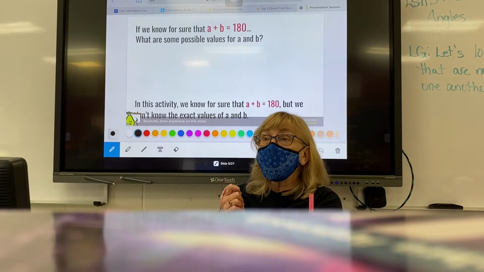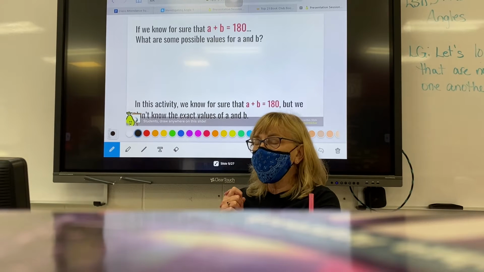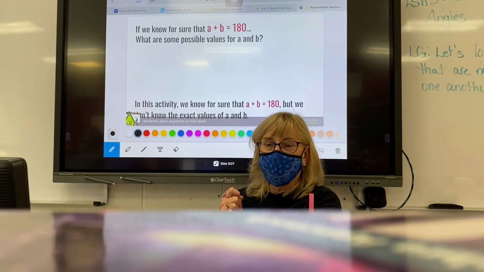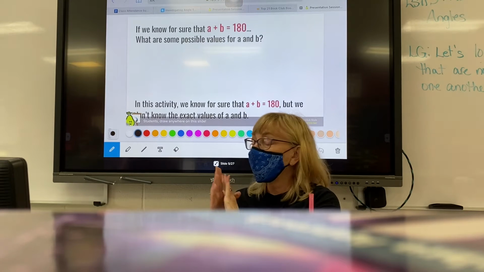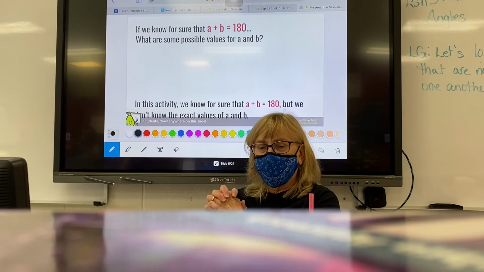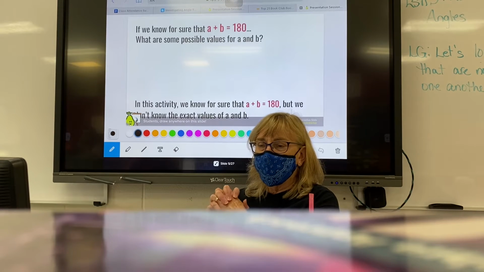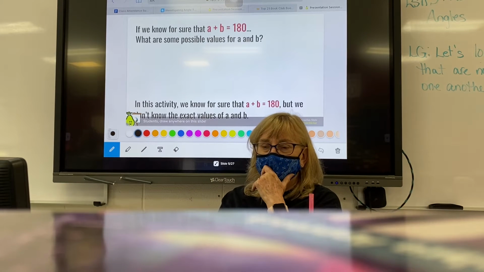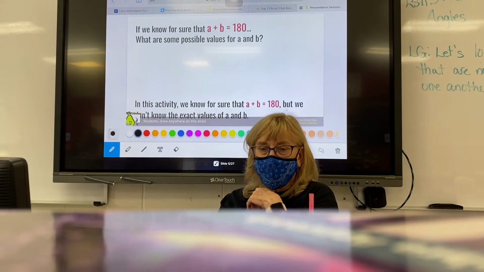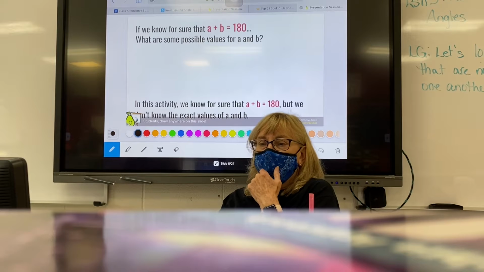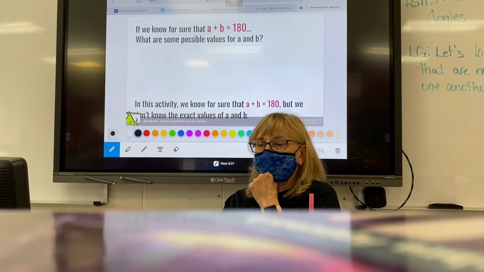All right, so we're gonna start out with a warm-up called Finding Related Statements. If we know for sure that A plus B equals 180, what are some possible values for A and B? 90 and... No, type it in, A equals, B equals. Or write it in. I think I made it a drawing slide, not a typing slide. Okay. All right, I got a 90 and a 90. Can we be more creative than that?